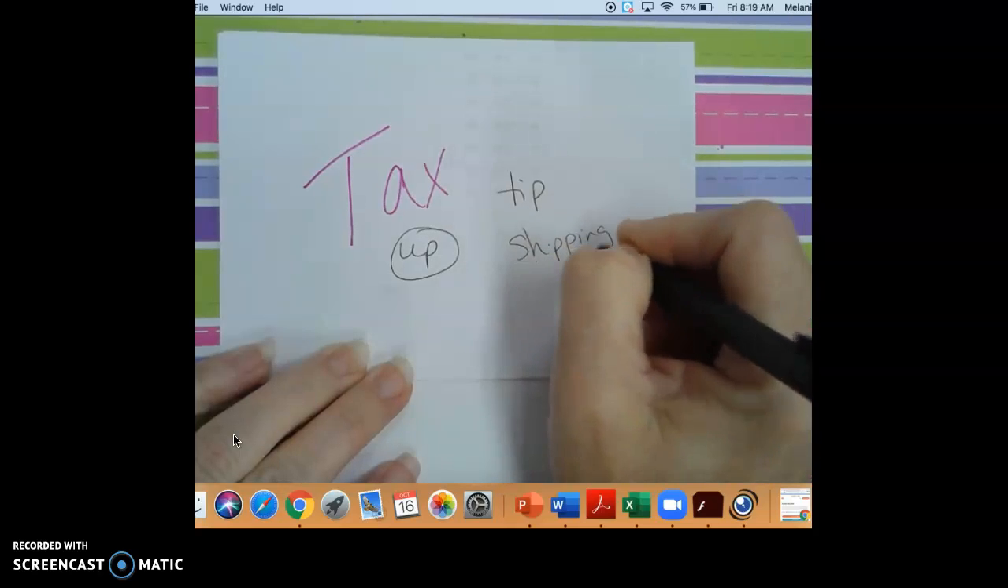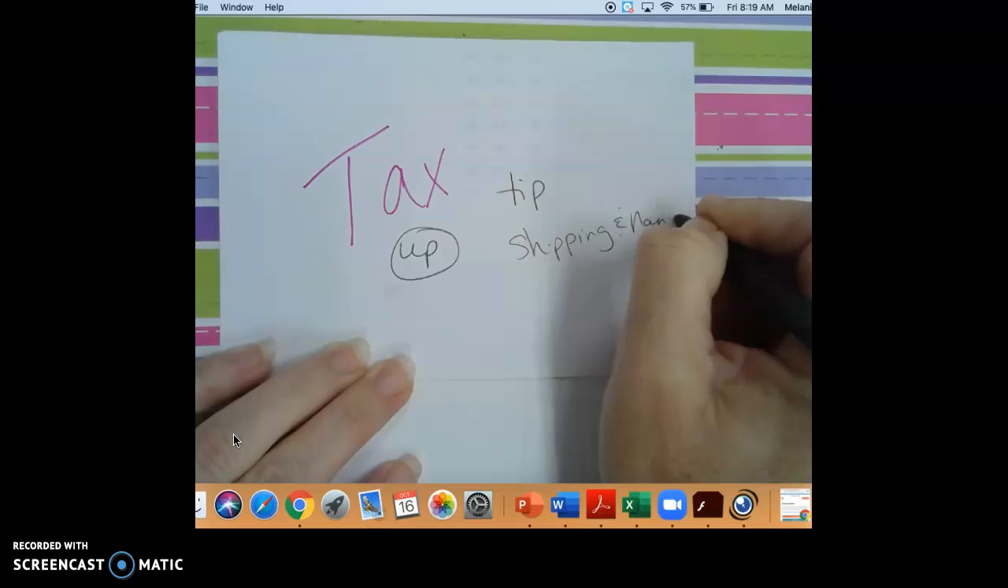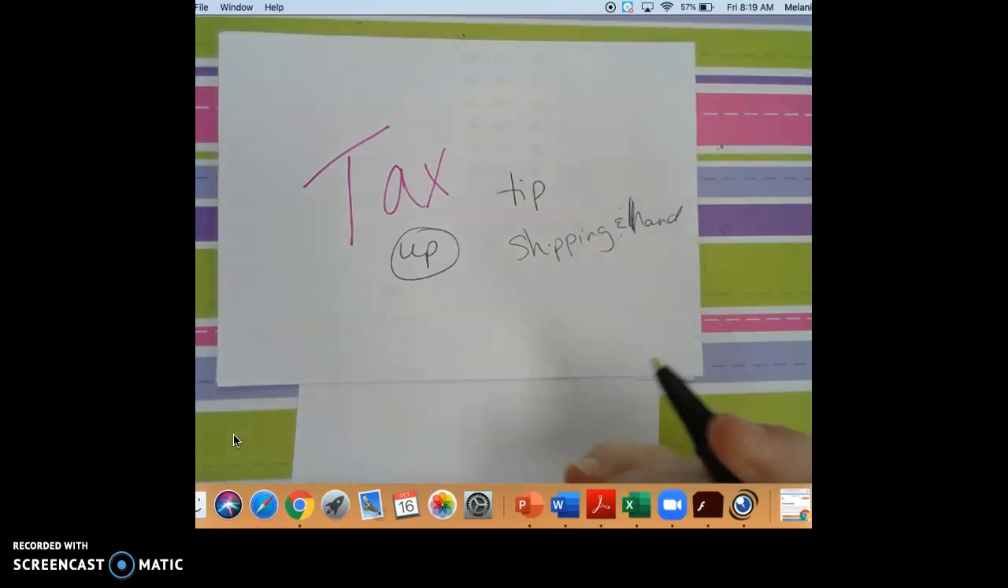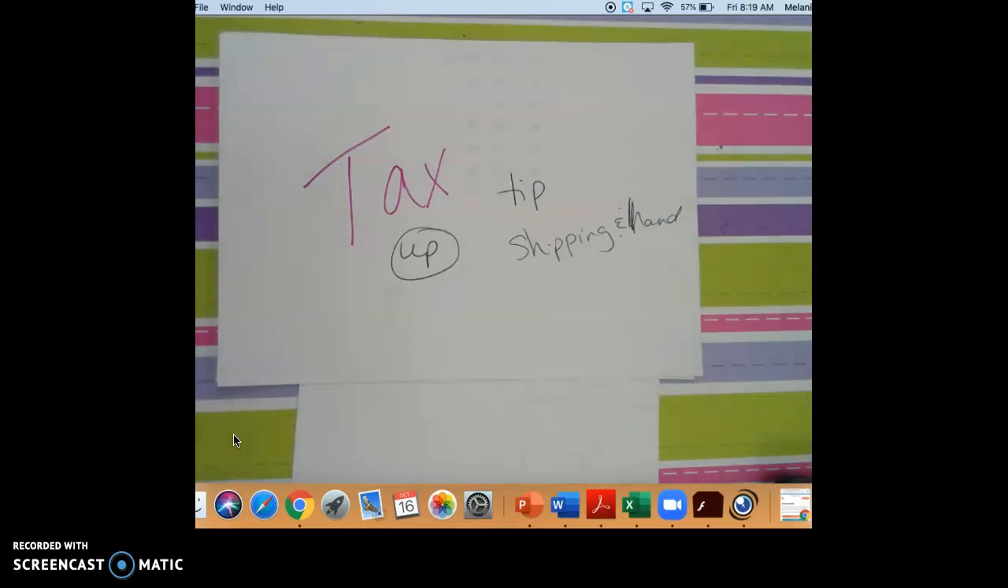Sometimes there's a shipping and handling that is a percentage, and that would be like a tax, because it makes the price go up. Sometimes they have a restocking fee. So there's a lot of different things that are going to be a percentage that make the price go up, but we'd solve it just like we would tax.